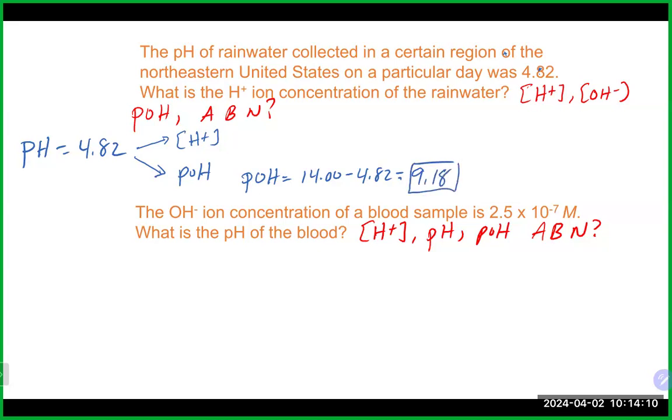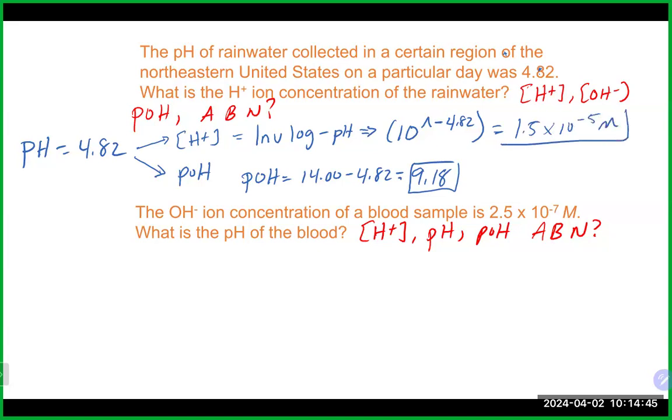We could also get the H plus concentration here. I'm going to do the inverse log of the negative pH. So when you pop that into your calculator, it probably should look something like this. You want to make sure you have the negative 4.82, and that is going to get us something like 1.5 times 10 to the negative 5, and it does need a molarity there.